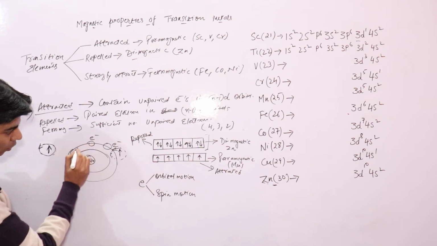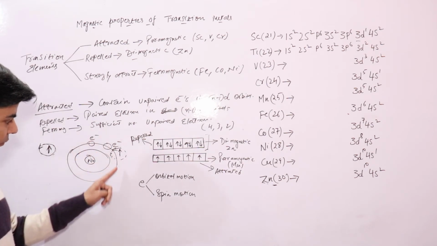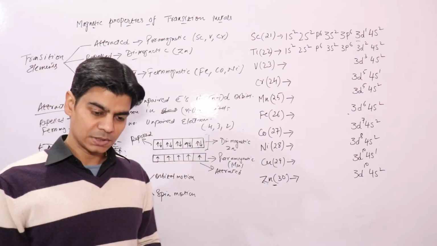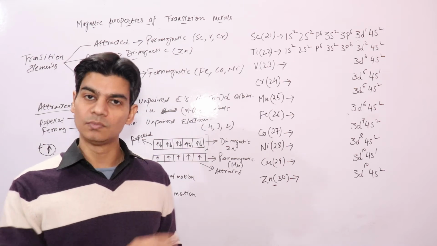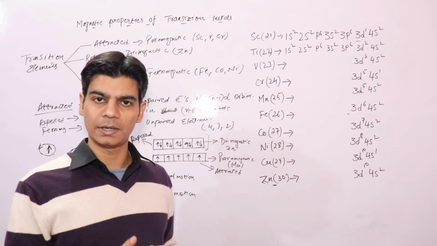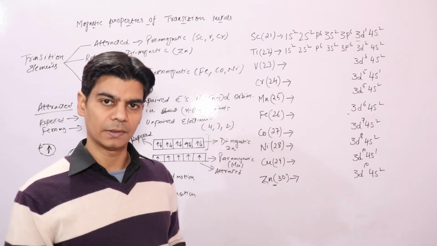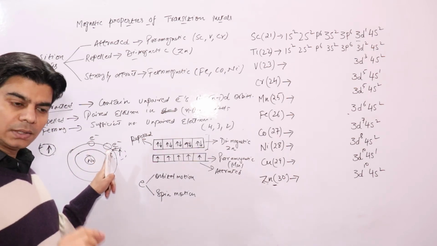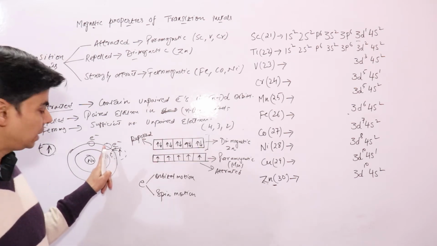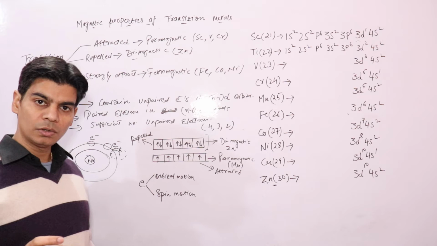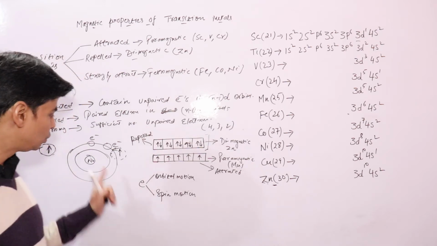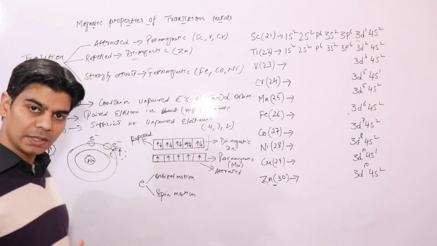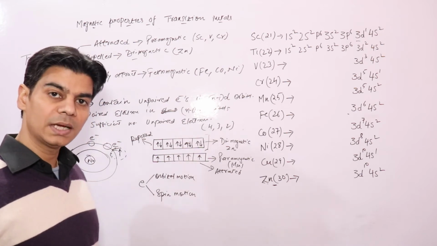Why due to orbital motion do you have a magnetic field? Because when an electron is moving, it's like a charge is moving. Whenever a charge moves, it's like an electric current. Moving charge constitutes an electric current, and electric current produces a magnetic field. That is why the moving electron has a magnetic field due to its motion.